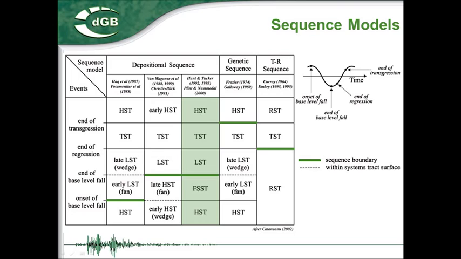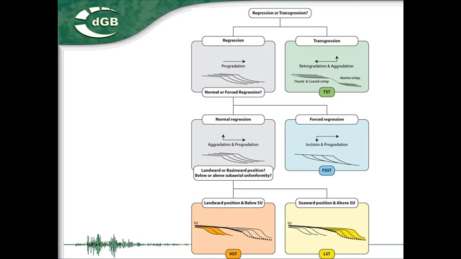The genetic sequence is used mainly in log interpretation, and the TR sequence model is very often used in outcrop studies. So this is something you have to be aware of. There are different models, and people will put sequence boundaries at different positions, and also the naming conventions will be different. So if we do a system tracts interpretation, especially in the type of setting that we will be showing, then basically we are looking for these type of patterns.